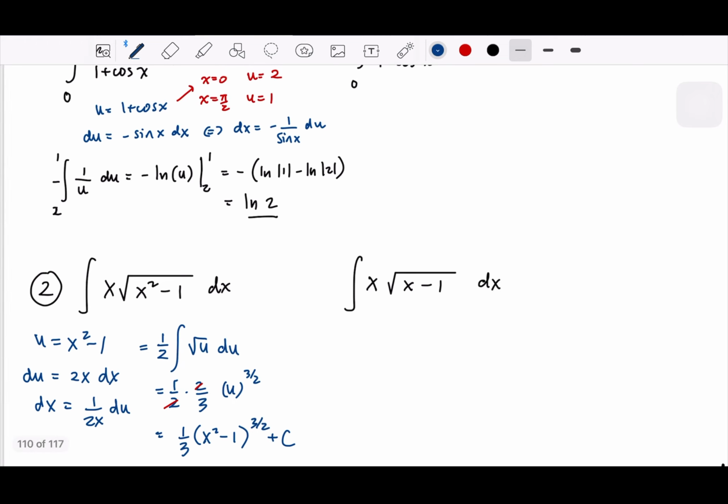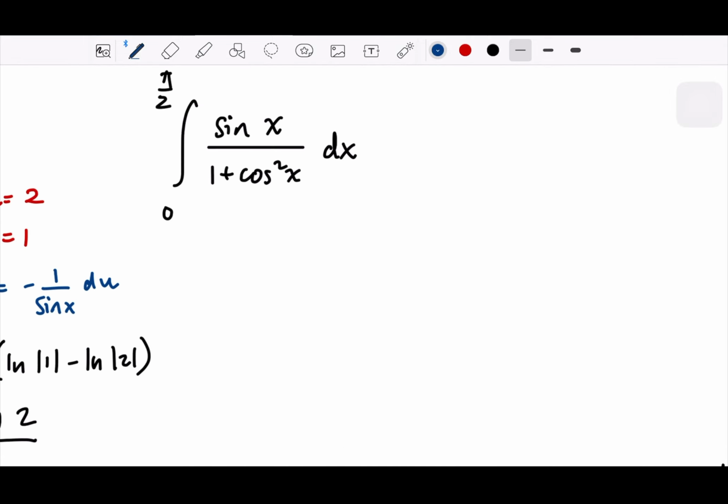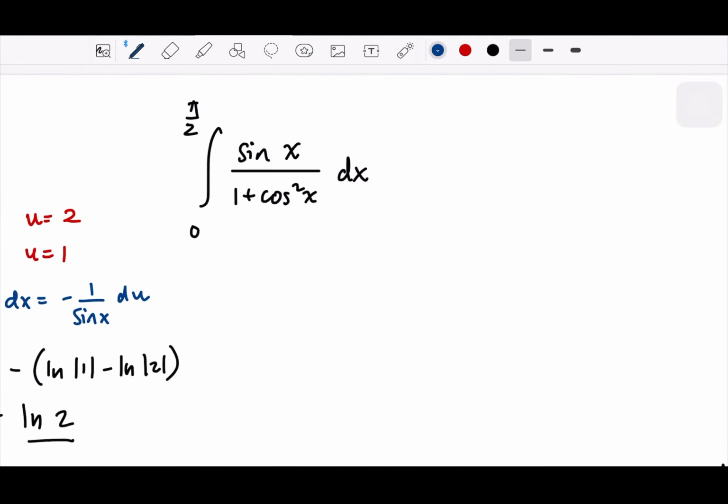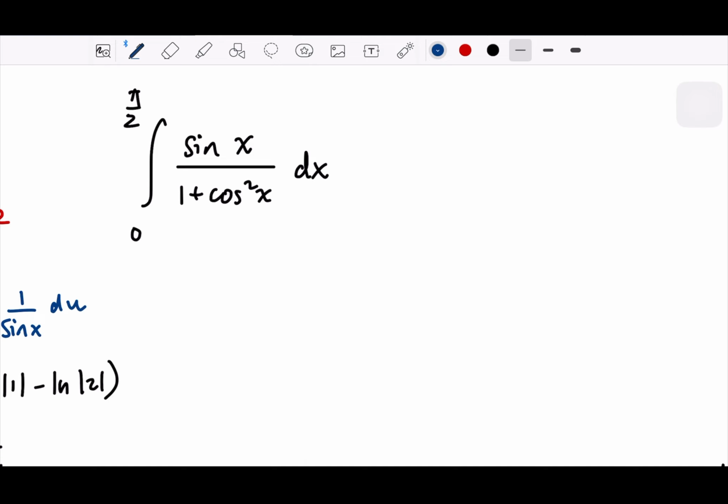So I think it's not really a problem for the left one, if you are following the substitution, just a normal substitution. Okay, if we are going to solve this one, sine x over 1 plus cosine squared, this one here. Has anyone solved this? No?